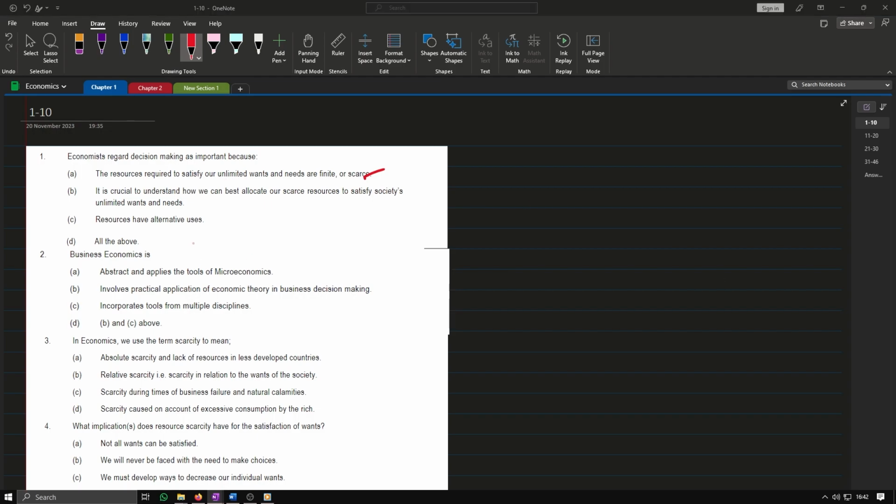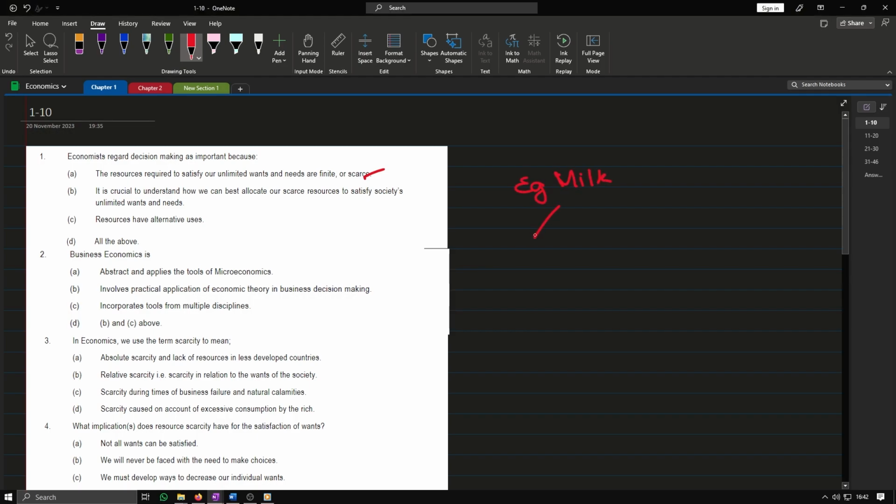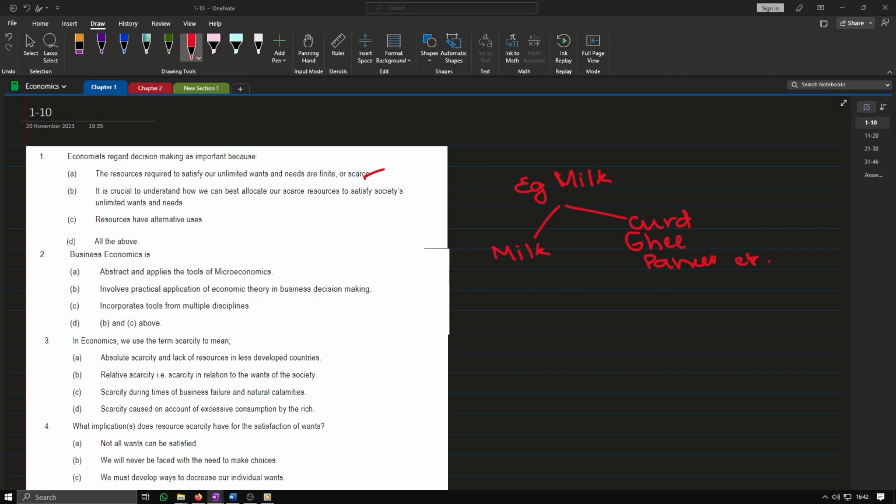So, option C, resources have alternate uses. Is this true? Yes, for example, let's take milk here. So what can we do with milk? We can drink milk as it is, or we can make curd out of milk, make it ghee, paneer, etc. Is it not? And so what would be the right option here? Answer will be all of the above. So let's go to next question.